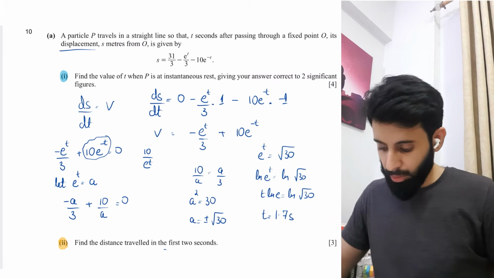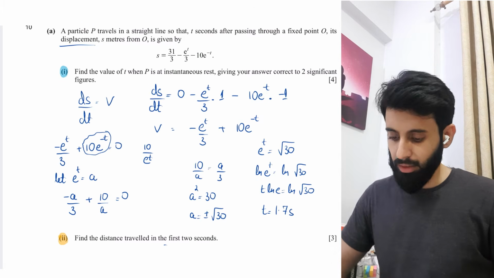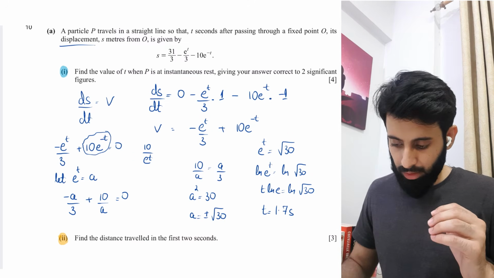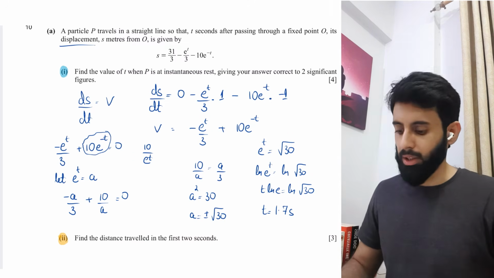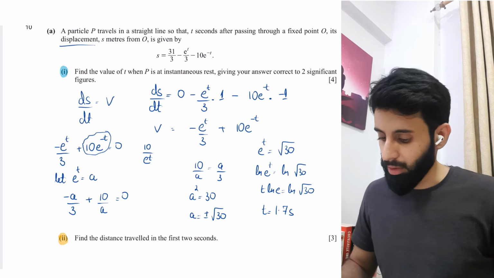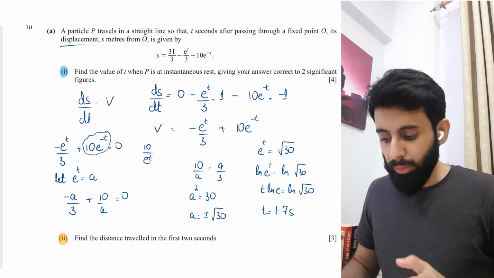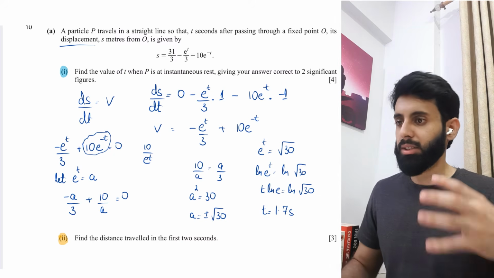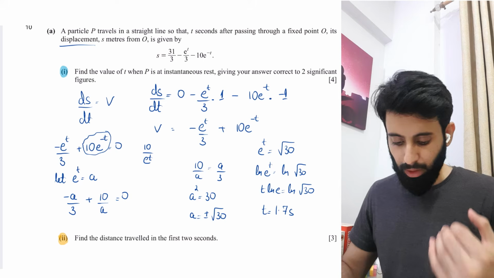So now we come to part 2, which says find the distance traveled in the first 2 seconds. Okay, now there are 2 ways of doing this, and I'm going to pick a certain way, and I'll also tell you the other way through which you can work this out. So one way is that I'm going to find out the distance. First thing I need to know is how many times the object has turned. Okay, now why is that important?